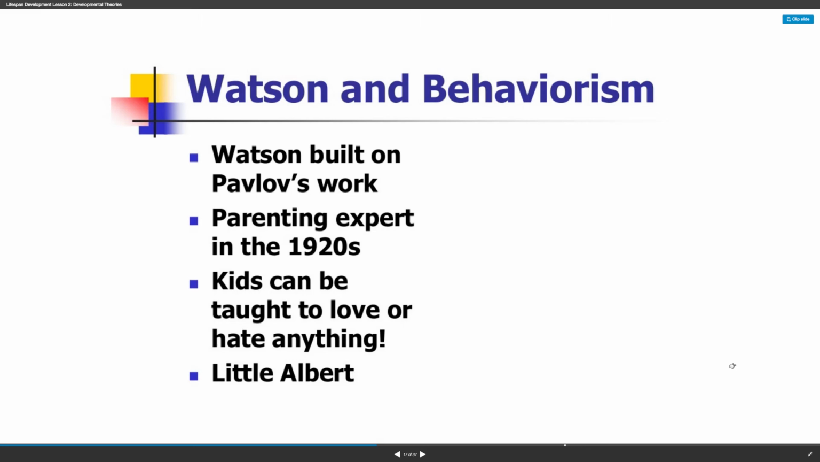He rejected the idea that genetics explained our actions. Rather, he thought that learning was key in determining how children behave. Consequently, he emphasized the importance of parenting practices. He believed that children should be taught to love or hate anything associated with conditioned stimuli.